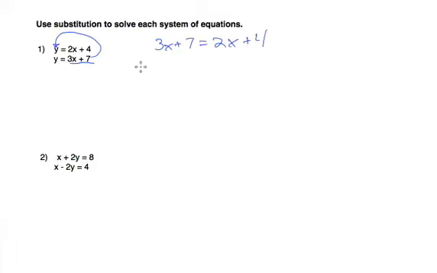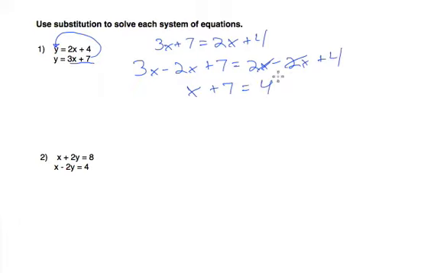And then I'm going to subtract 2x from both sides. 3x minus 2x plus 7 equals 2x minus 2x plus 4. Those two cancel, and I'm left with 3x minus 2x is just x plus 7 equals 4. And then I'm just going to subtract 7 from both sides, and that gives me x equals 4 minus 7 is negative 3. So when x equals negative 3, what is y?